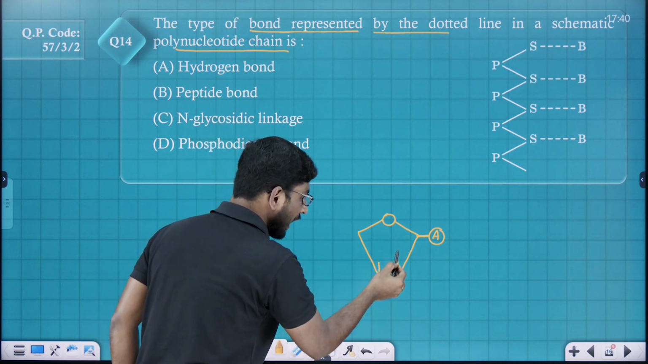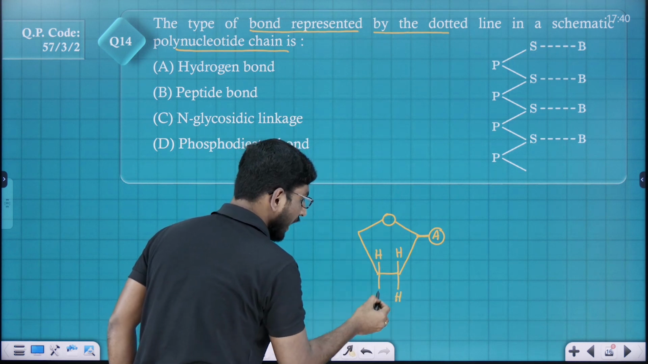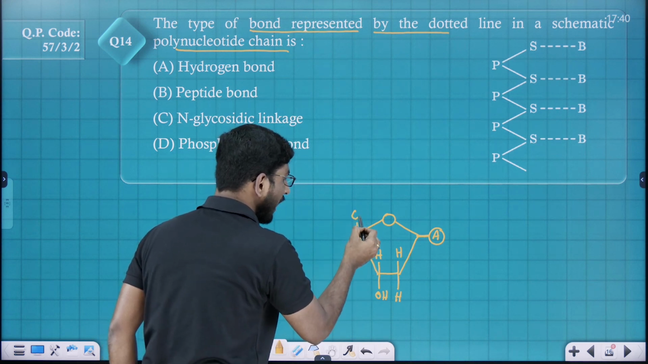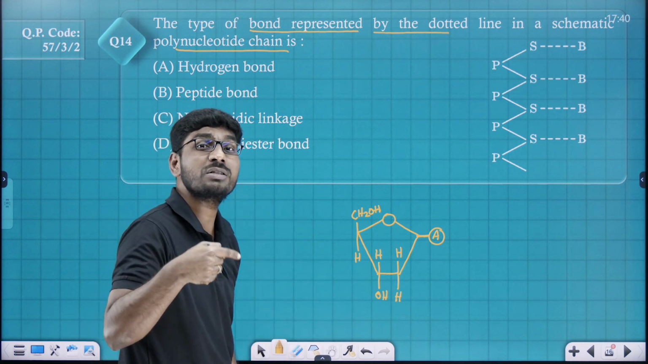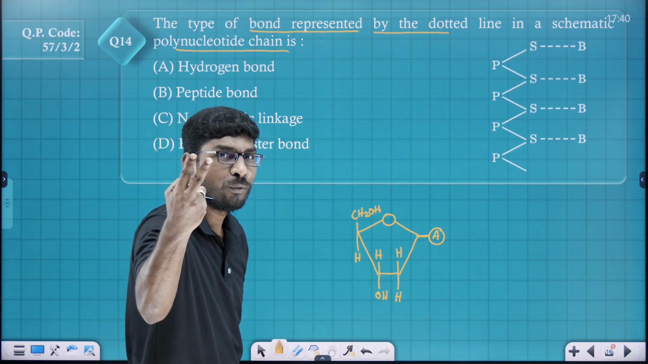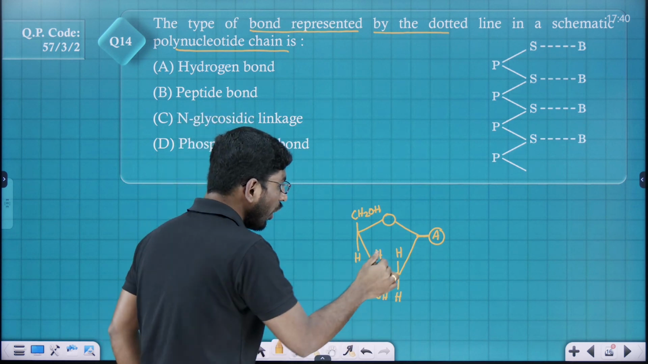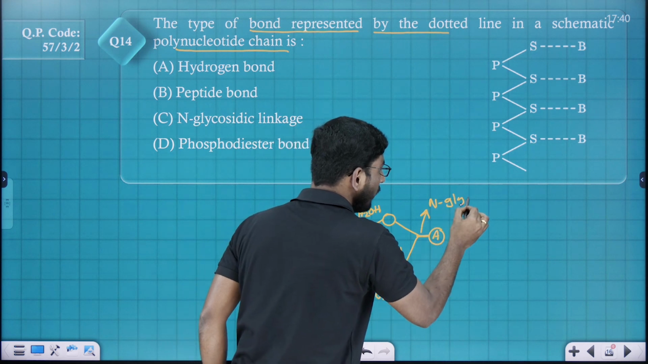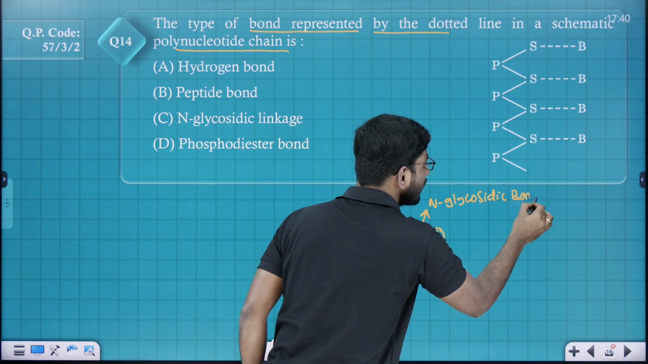Carbon number 2, H, H. Carbon number 3, H, OH. Carbon number 4, H. Carbon number 5, CH2OH. This is a nucleoside, because there are only two compounds, pentose sugar and also a nitrogen base. So what exactly is this bond name? N-glycosidic bond.